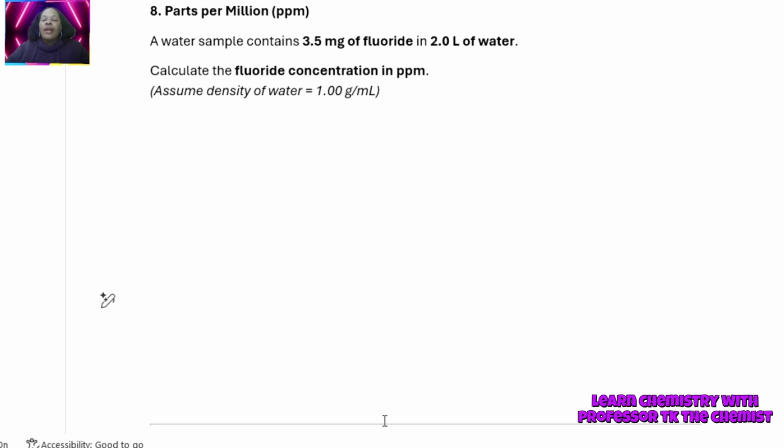And I'll break it down for you all. When you talk about parts per million, it's used for water quality and healthcare labs. I'm going to give you all the formula, but I'm going to explain how the formula is actually derived, because there are two different ways I want you all to look at this problem.